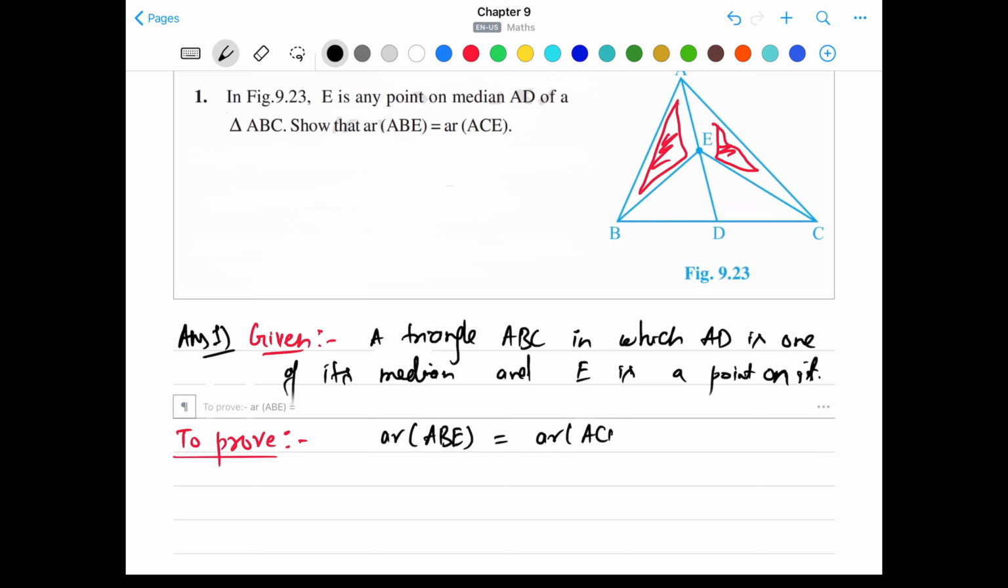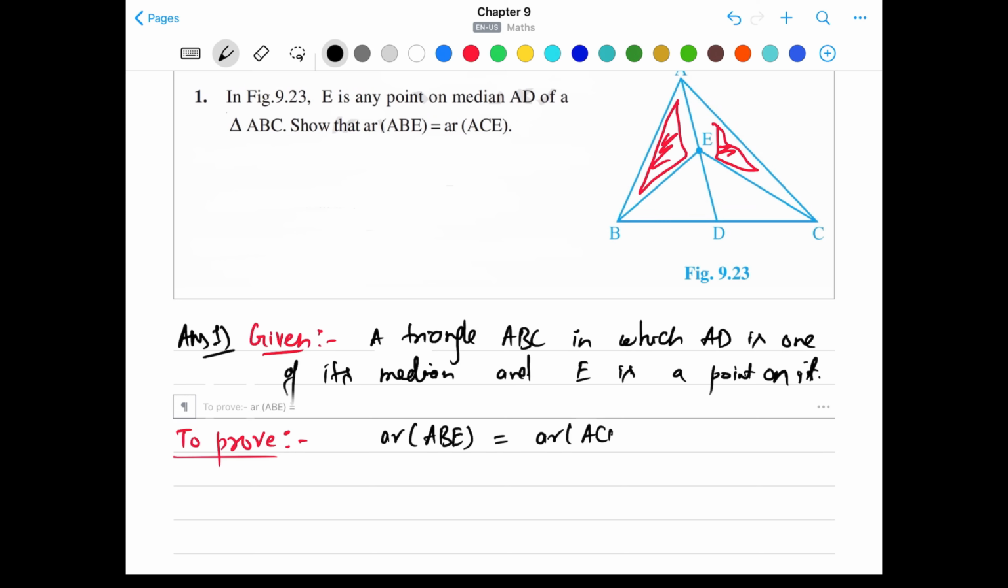Since the areas of these two triangles, triangle ABD and triangle ADC, are equal, as written here, we can write the area of triangle ADB as half the area of the complete triangle, that is half the area of triangle ABC. Since both parts are equal, one can be written as half of the whole. Okay, now let's name it equation number 1.